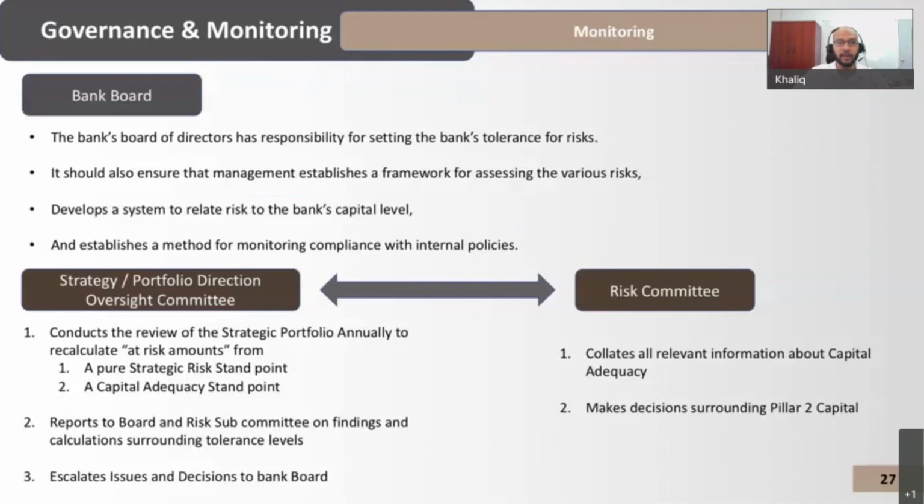And I guess this slide more or less encapsulates what I just spoke about. The bank's board of directors has responsibility for setting the bank's tolerance levels. So those KRI scenarios that I just set out, they are ultimately responsible for saying what those tolerance levels are. And the risk committee will collate all relevant information about capital adequacy. They may make recommendations and decisions around your P2 buffer. But of course, your strategy oversight committee or your portfolio oversight committee would run this model on at least an annual basis and provide reports to that risk oversight committee to inform their decisions about the P2 buffer.